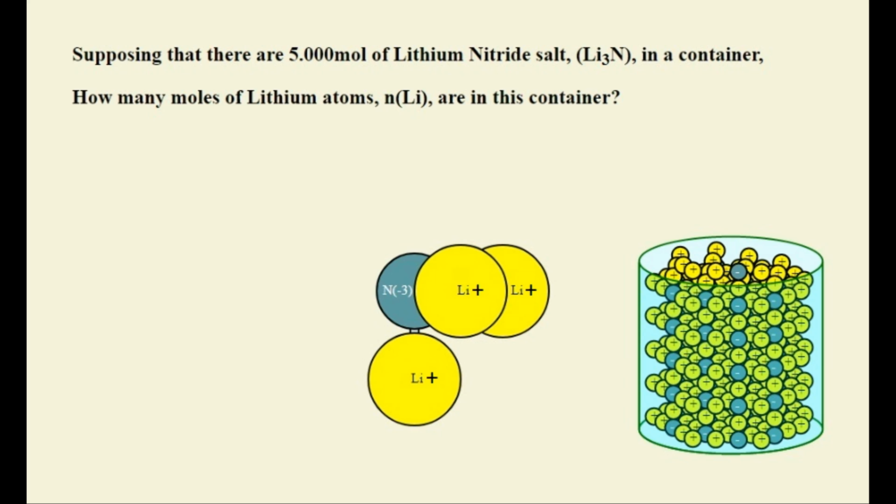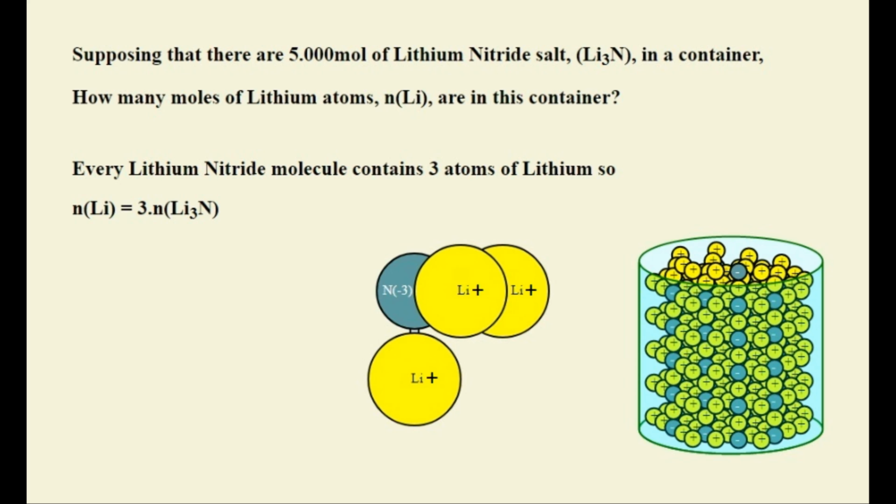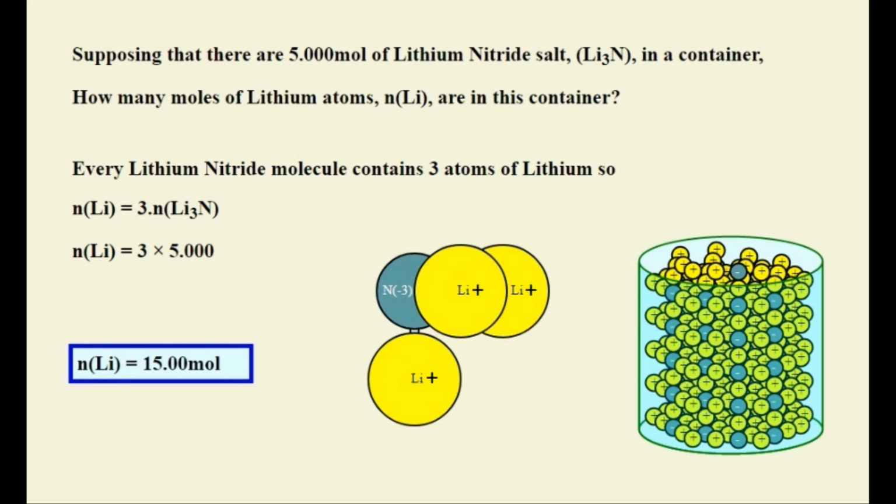Here in this next example we have another type of salt, lithium nitride, and the simplest way of expressing the ratio of these atoms to each other gives us this molecule Li3N. So we know that there are 3 times as many lithium atoms as lithium nitride molecules. We can express this as a mathematical equation. We then plug in the values and then solve, giving us the number of lithium atoms in moles.